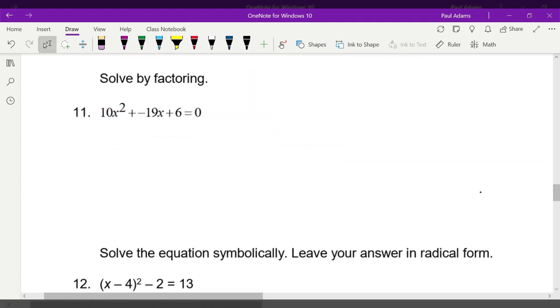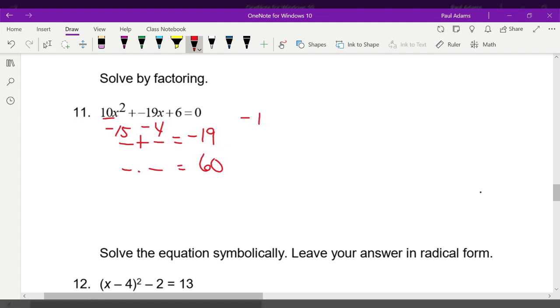Number 11. Now we want to solve by factoring. Once again, your a value is greater than 1, so we're going to do Manzo AC. So it's what two numbers add to give us negative 19 multiplied to give us 60. B is negative, C is positive. Both values are going to be negative. I believe it was negative 15 and negative 4.